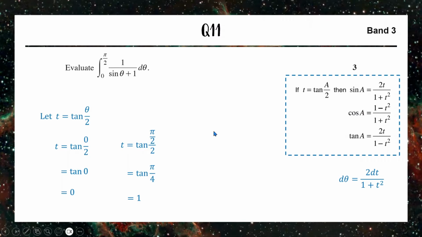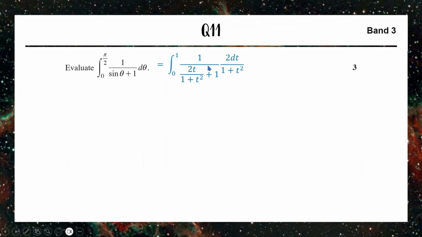So putting all the information into our integral, we have our new limits of 0 and 1. We've changed our sine theta to be our substitution from the reference sheet, and we've changed the d theta to be our substitution from the memory bank. Now we're just going to proceed with this and tidy it up and then do some integration.